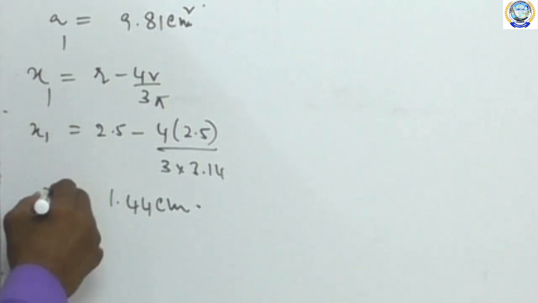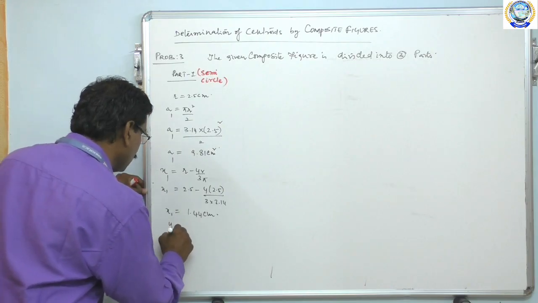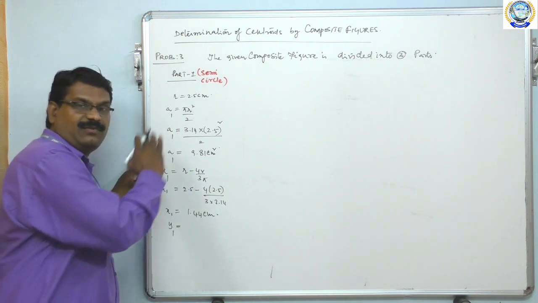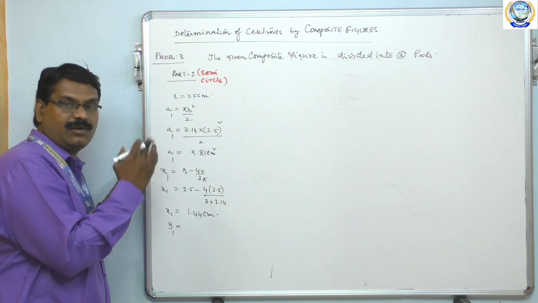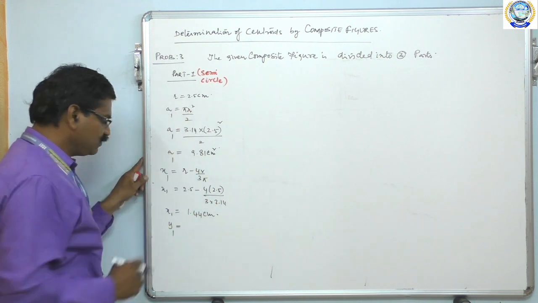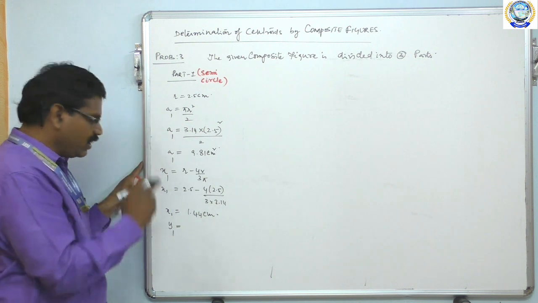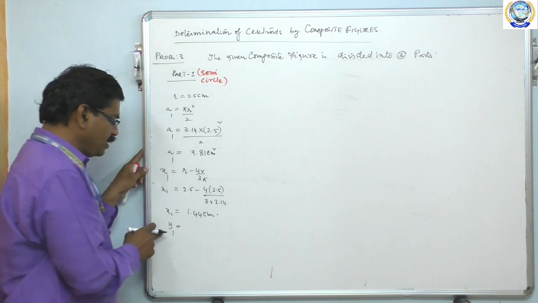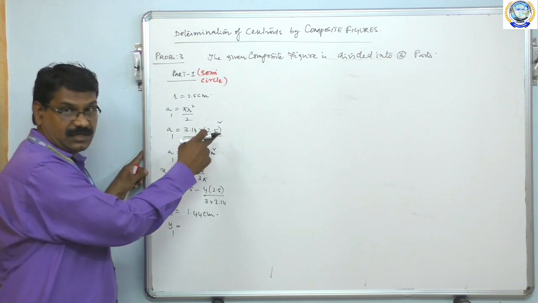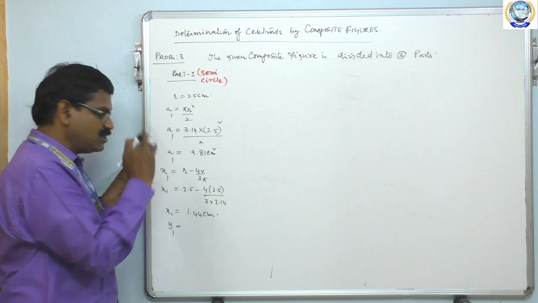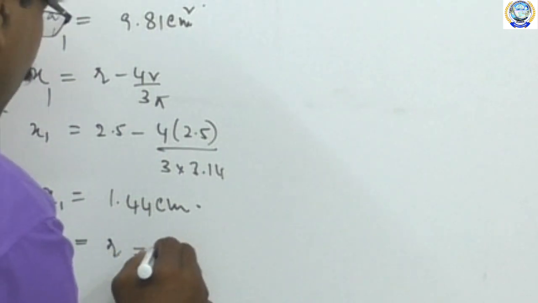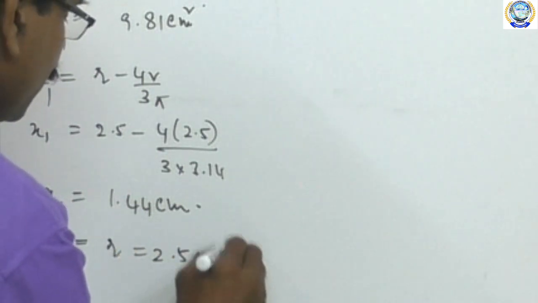Similarly, y1. As I told you in the previous problem, for calculating all x coordinates we move from left to right, and for all y coordinates we move from down to upward direction. So if you see the diagram, y1 is equal to, we have a formula b by 2. Here, as our shape is a semicircle, y1 is equal to r. My radius itself is nothing but the y coordinate. Therefore, y1 is equal to r, that is equal to 2.5 centimeters.